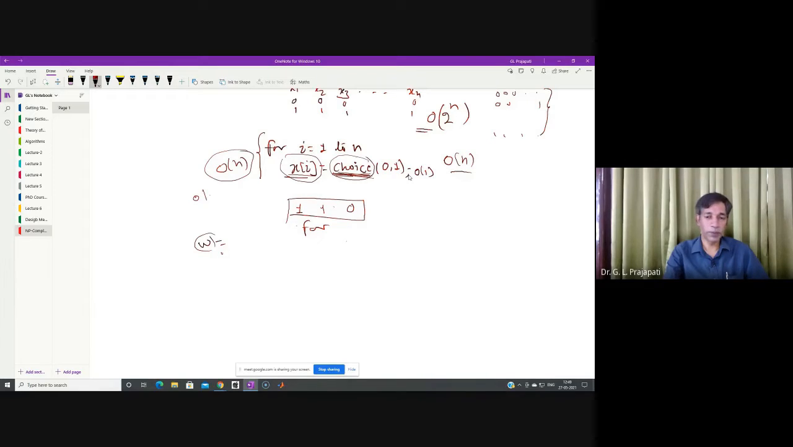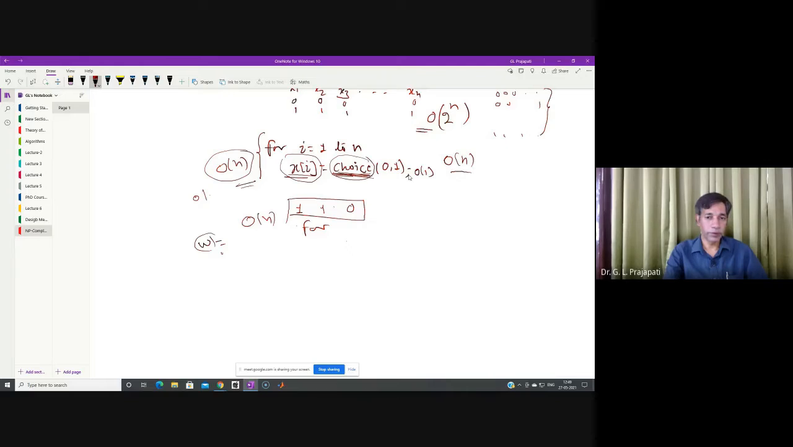This is the polynomial time. Here order of n time is needed, n times, because you have the n choices. X size, there are n tuples, and you can see the value accordingly and determine the profit or loss. So this is the polynomial time algorithm, but this is the non-deterministic polynomial time algorithm.